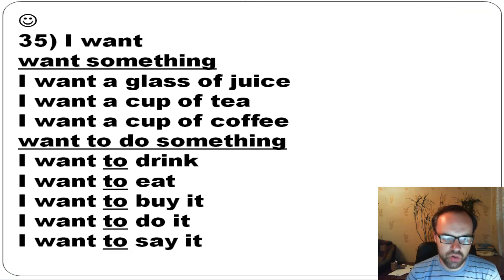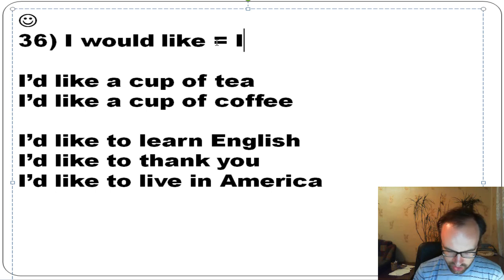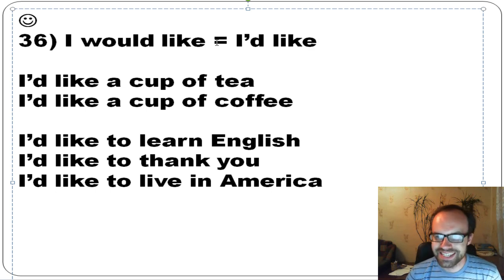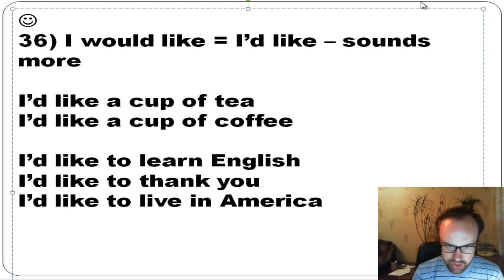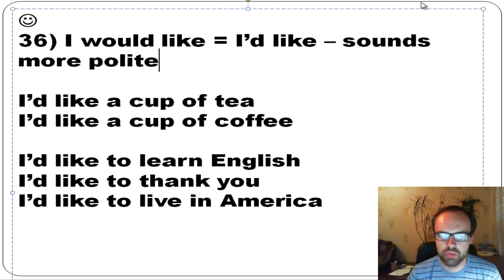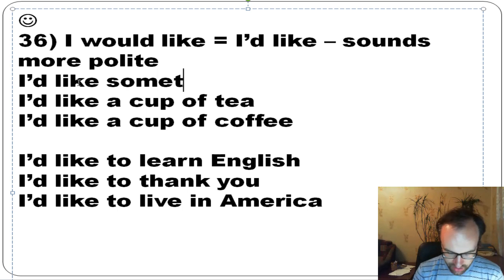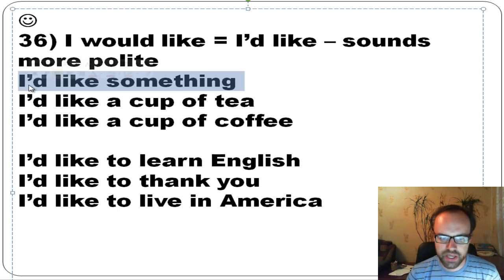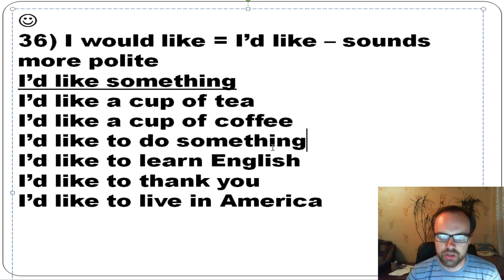Okay, so you can also say I would like, or you can use a short form. It's I'd like. Look, I'd like a cup of tea. I'd like a cup of coffee. It sounds more polite. So you say I'd like something. So it's a good phrase. Or you can also say I'd like to do something.